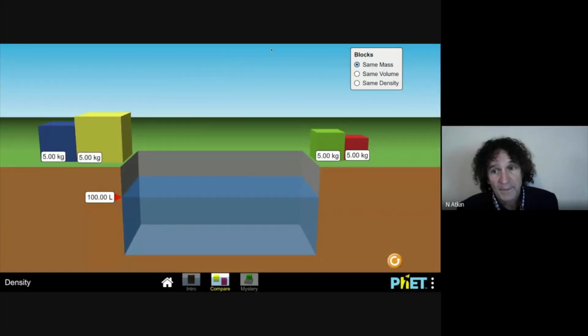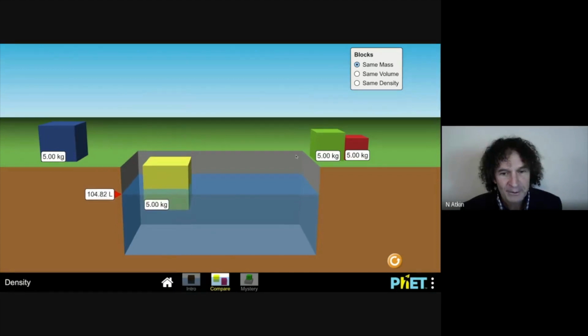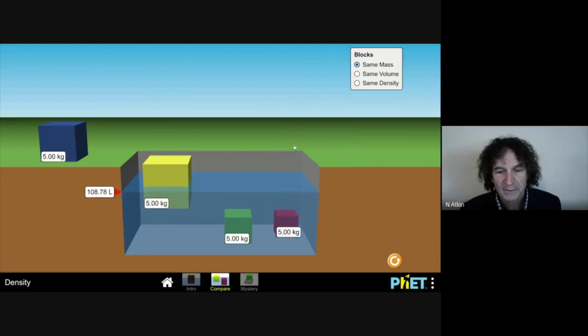They carry out the simulation themselves, but first I talk through it. And so we've got same mass, same volume, same density. We can have a look at this. If they're the same mass, then we should know that the bigger ones, the bigger volume ones, would be less dense. So the big one is more likely to float, and the small one with the same mass, just knock them in, are likely to sink.